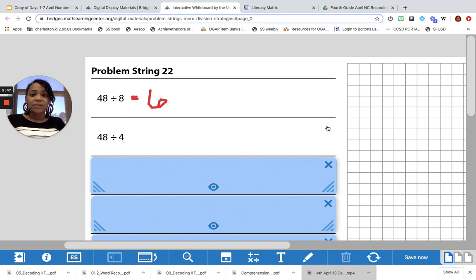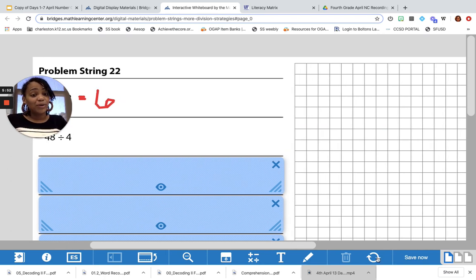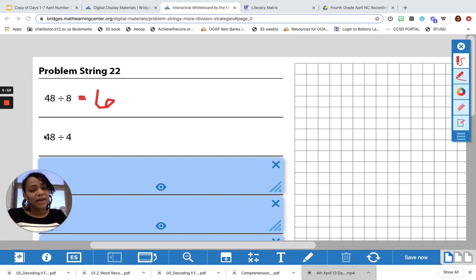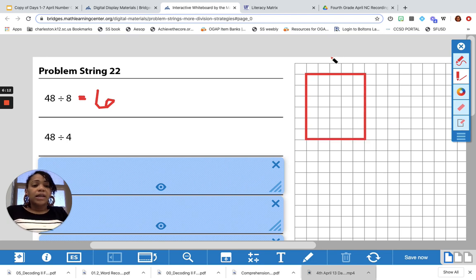48 divided by 4. Before you try to solve this problem, or before you just call out the answer because maybe you know this fact as well, let's think about how is 48 divided by 8 and 48 divided by 4 alike? Is there a relationship? So I'm going to go ahead and make my quadrilateral here. And my shorter side is going to be my 6. And my longer side is going to be my 8, trying to keep it proportional, which means my dividend goes here, which was 48. Do you all agree?